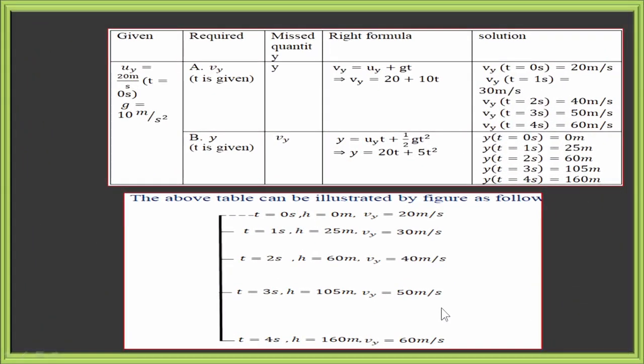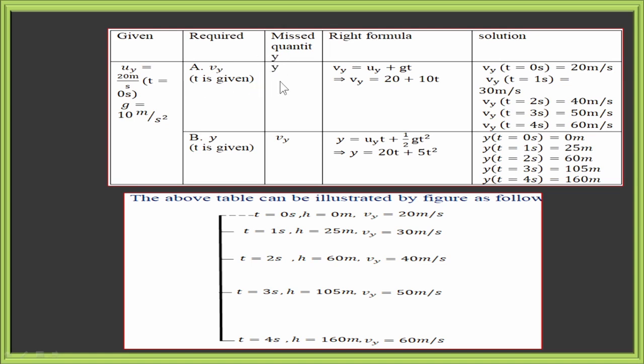Here is the solution. The given quantities are ui, 20 meters per second in the downward direction at t equal to 0 seconds. G is 10 meters per second squared. The value of g is 9.8, but we approximate it to 10 meters per second squared to make the calculation simple. The required quantity for A is Vy. Ui is given, g is given, and t is also given. So what's left is y.